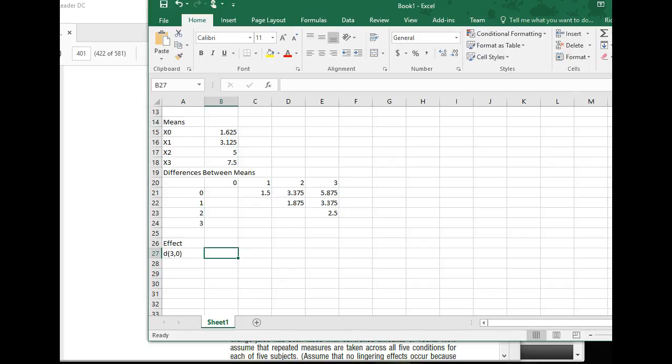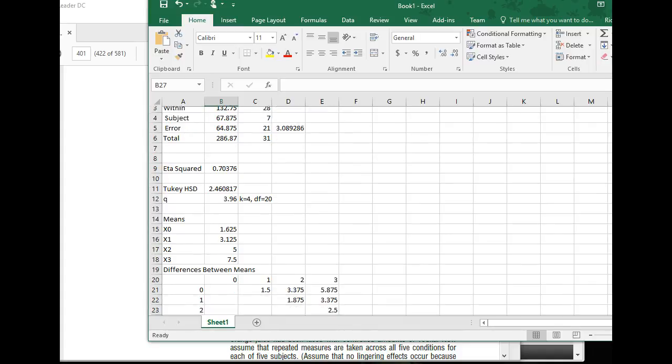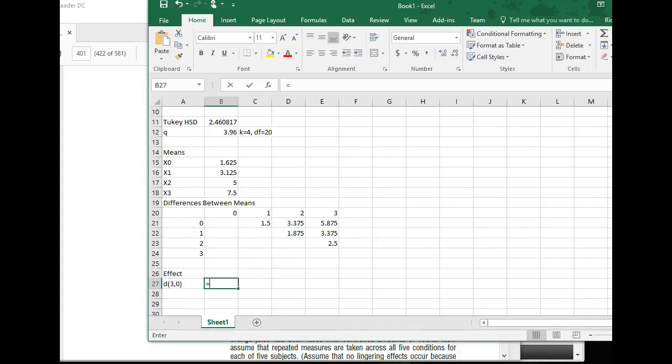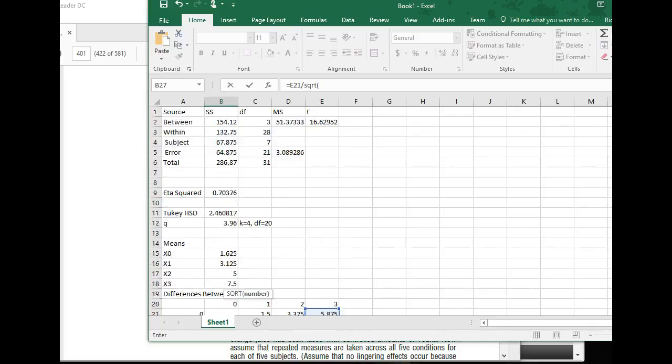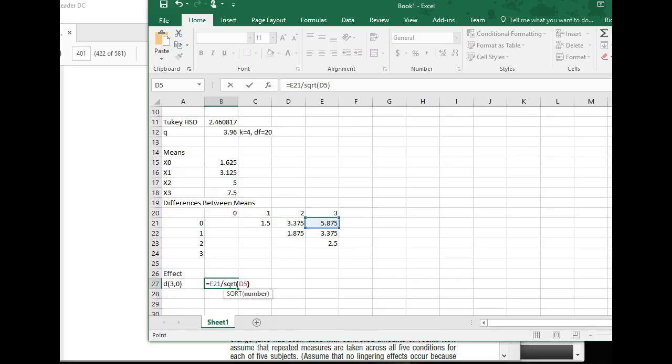And to compute this effect, we're going to take this difference between the means that we computed, and divide by the square root of this mean square error that we found up over here. So I'll take equals this 5.875 and divide by square root of parentheses and just click on this cell up here to get the exact value and then close parentheses and so forth. All right, so that's the observed effect. Again, we can classify this as being small, medium, or large, and then you can do this for the other four. And this completes part B.